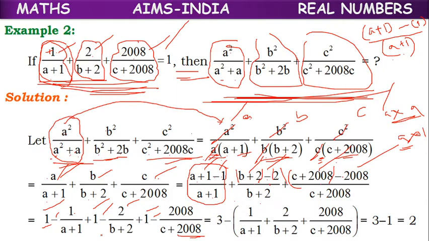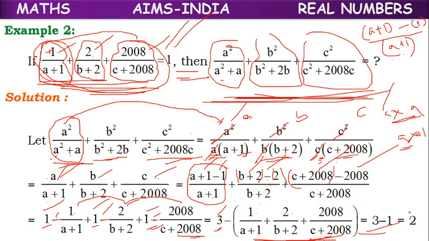Now this 1 plus 1 plus 1 equals 3. Here we are having minus in all three terms. If we take minus common, then all will become positive: 1 by a plus 1, 2 by b plus 2, 2008 by c plus 2008. So what is this value? This value they have given as 1. So instead of this total term, we can keep 1. So what is the answer, children? 3 minus 1 equals 2.